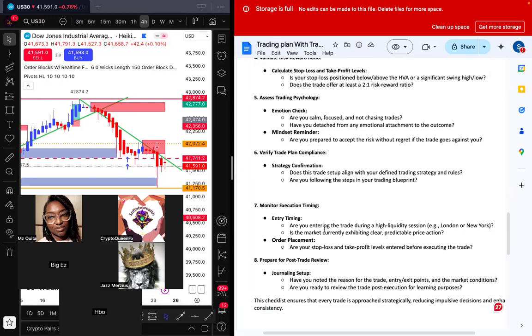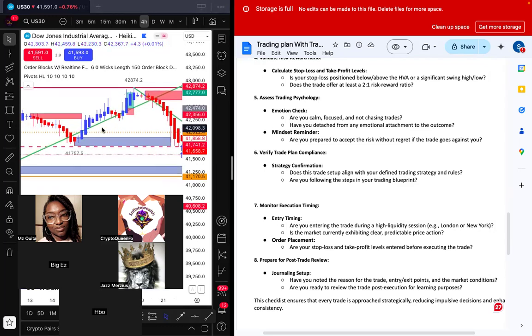Is the market currently exhibiting clear, predictable price action? This is clear price action. When you see these flat candles, that's a clear price pattern. The Heikin Ashi, when it has no wick coming from it, as long as it's printing those flat bottom candles, that's clear price action. When it does these wicks, that's unclear price action. Clear price action, 1, 2, 3, clear. 4, clear. Unclear is the wicks.